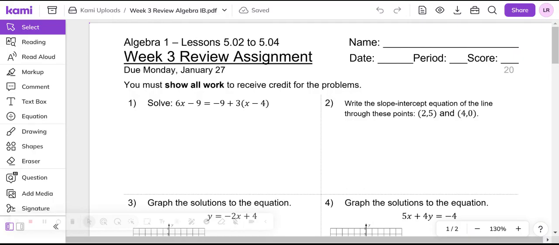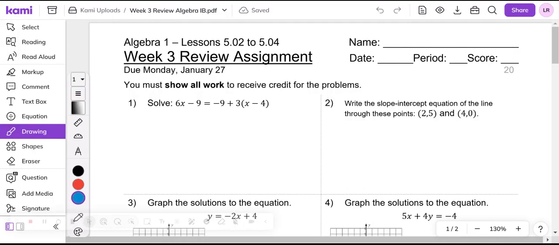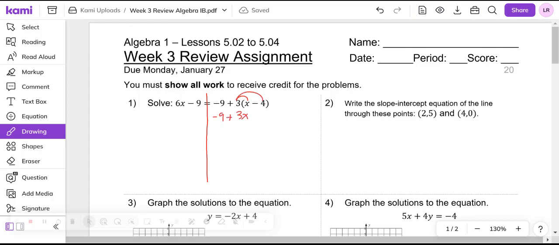So, number one is just a multi-step equation. So, there's my equal sign. And I would need to distribute first. So on the right side, -9 just comes down. 3 times x is 3x. 3 times -4 is -12. That is my new equivalent equation.